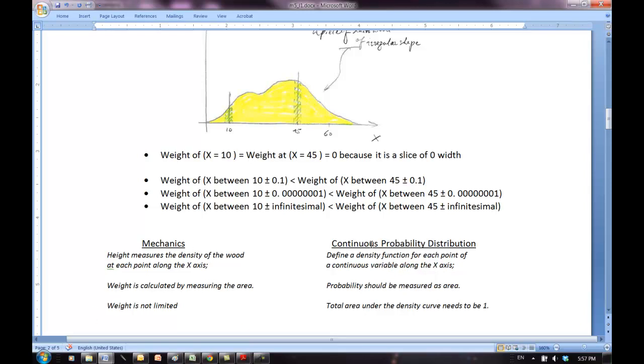One difference between the two is, in mechanics, the weight of a piece of wood is not necessarily limited by a certain value. However, in statistics or probability, we do require the total probability to be equal to 1. Therefore, we need to find a density function so that the total area under the density curve needs to be 1.